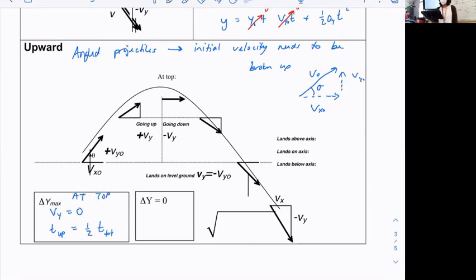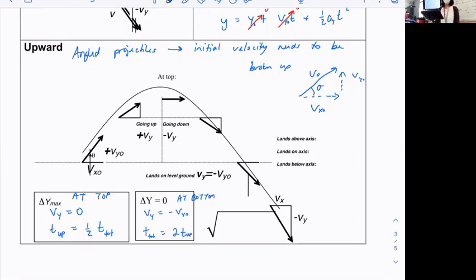When it comes back down here at the very bottom, so when delta y is equal to 0, now we're at the bottom. I didn't format my paper very well. At the bottom, delta y is equal to 0, and so Vy is actually equal to the negative of the initial velocity. And you could think of this in terms of the total time being twice the time to go up.